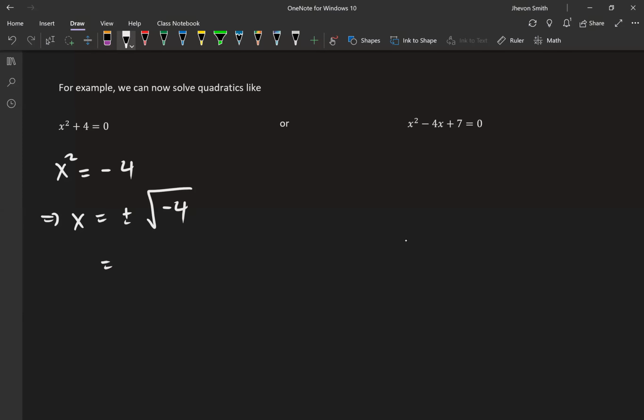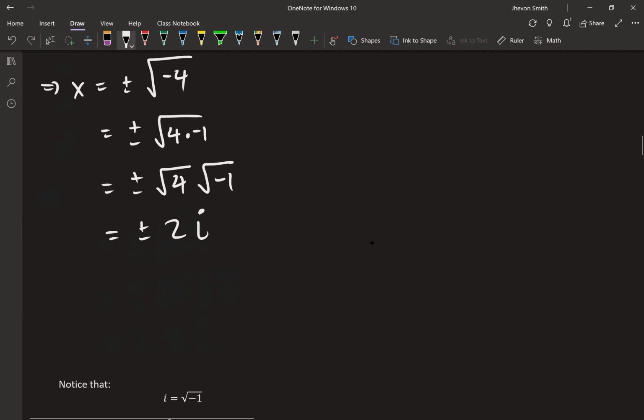And you're like, well, square root of -4 doesn't exist. Well, now it does. Basically, you think of this as 4 times -1. You would split this into radical 4 times radical -1. Radical 4 is, of course, 2, and then radical -1 is i. So the solution to this is x equals plus or minus 2i.